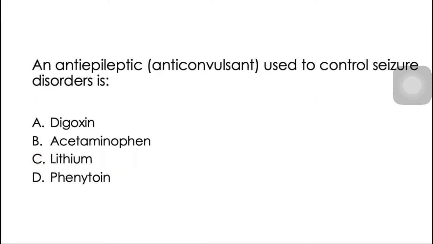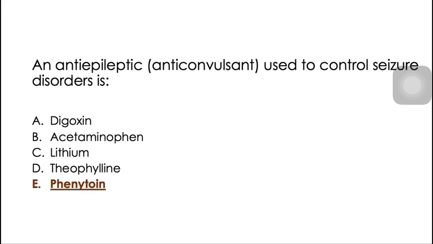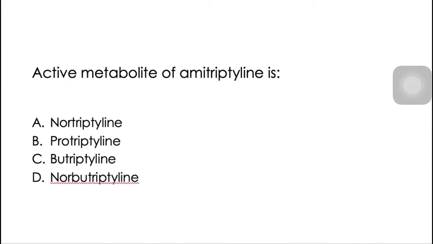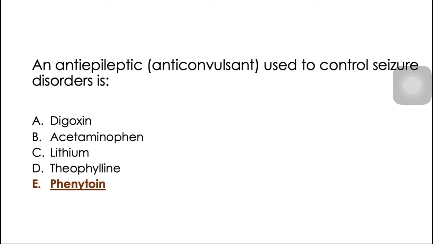Okay, next, an anti-epileptic or anticonvulsant used to control seizure disorders. So we have here your letter E, phenytoin. Digoxin is for cardiac arrhythmia and congestive heart failure. Acetaminophen is your paracetamol, which is an anti-inflammatory drug. Lithium or lithium carbonate is for manic depressive disorder or simply bipolar disorder. While theophylline is the one that relaxes the smooth muscles of the bronchial passage, so that is a treatment for asthma. Okay, that is theophylline. While for anti-epileptic, anticonvulsant, we have your phenytoin.